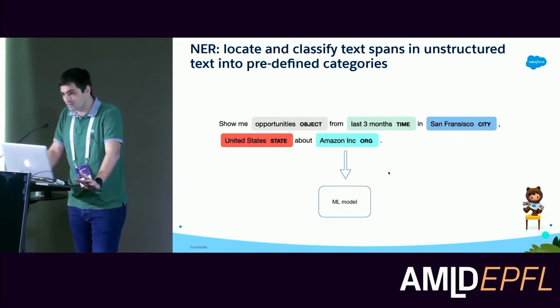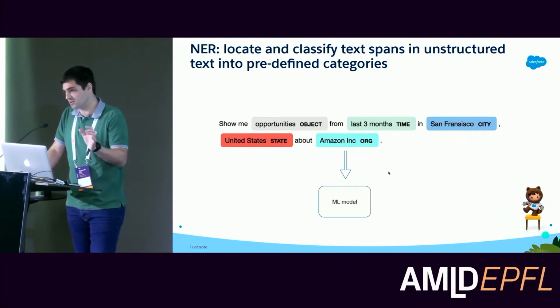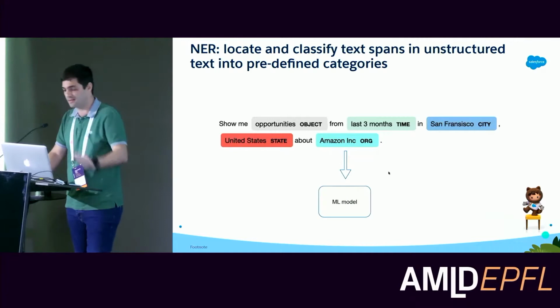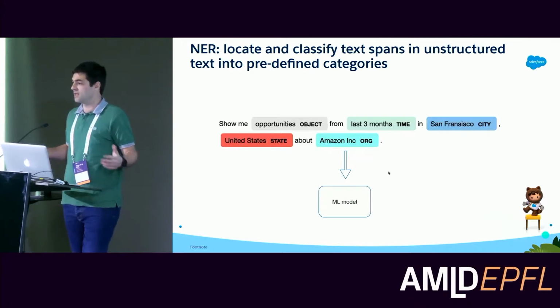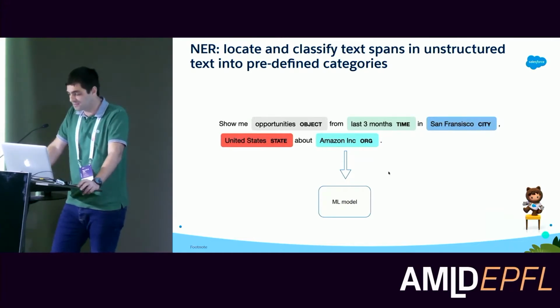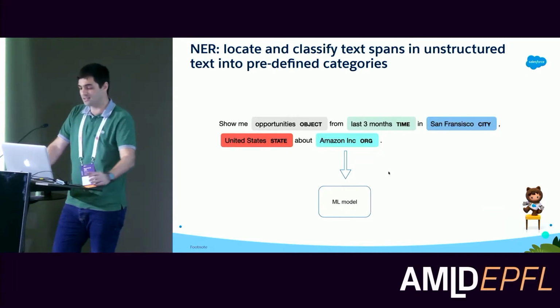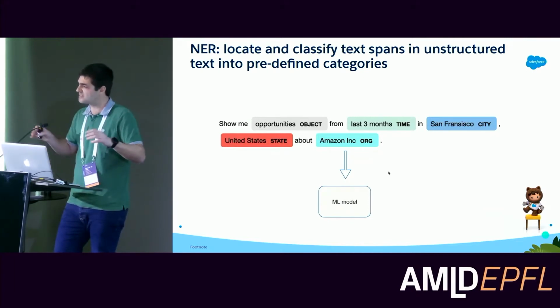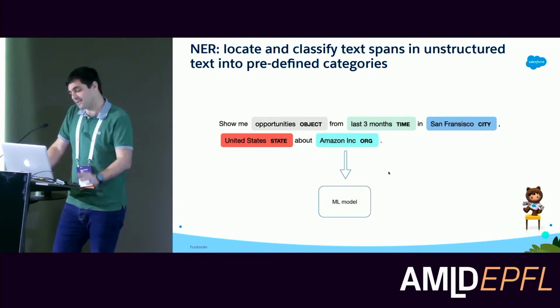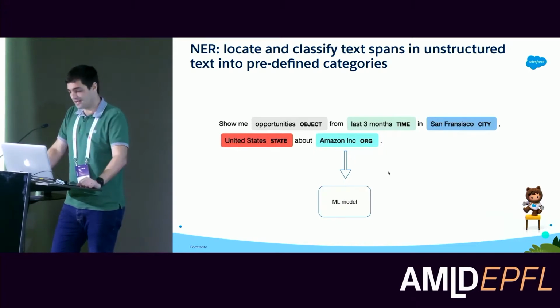So in this particular text span, there are some pieces of information, consecutive words, that are of special interest when it comes to a CRM application or an application in your domain. Opportunities is an object. Imagine that the information you upload is organized in a schema. Opportunity is a particular table. Last 3 months is about time. San Francisco is a city, United States is a state. City and state are about location in general. Amazon Inc. is here an organization. So we get such type of data, and then we train a machine learning model.